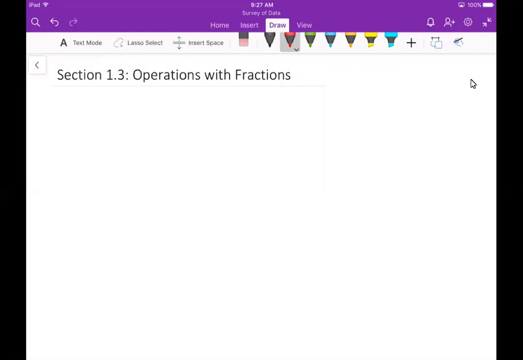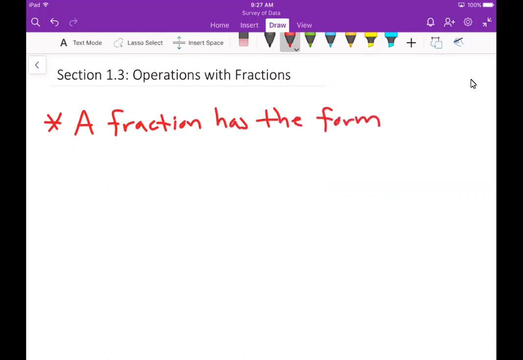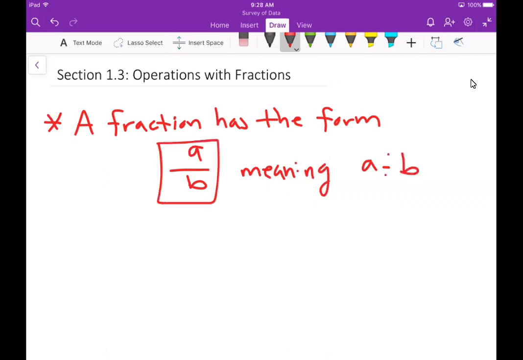Okay, so a fraction. We've looked at these when we looked at division in the last section, because a fraction is just division between two variables. We just sum that up into a fraction. So let's get that down so we remember that. A fraction has the form A over B, meaning A divided by B, but it will always be in this form. That's a fraction when you're looking at division in that form.